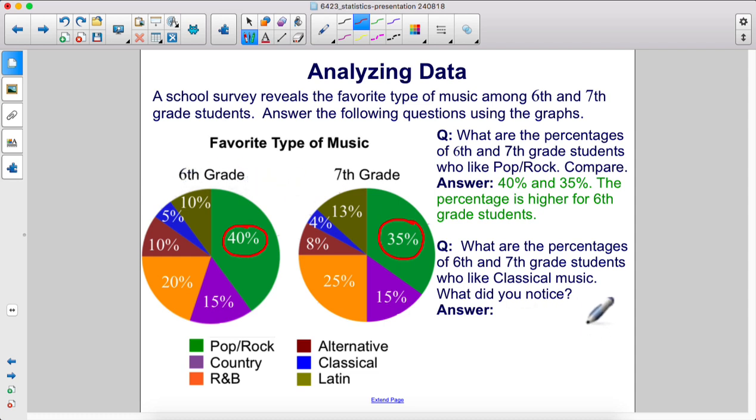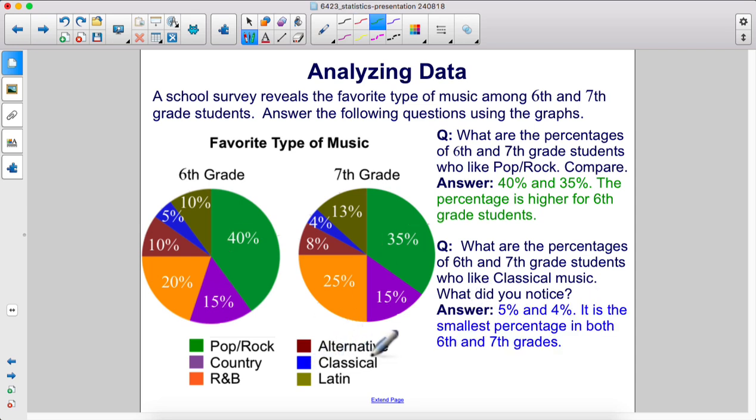What are the percentages of 6th and 7th grade students who like classical music? What did you notice? Classical music is blue, and you can see here that's 5% of 6th graders and 4% of 7th graders, which are the smallest wedges in these charts.